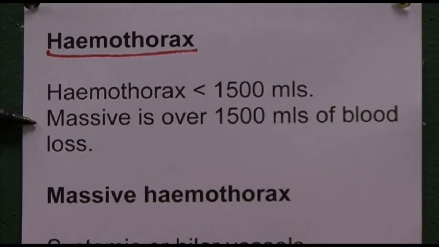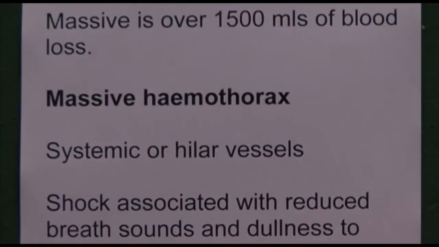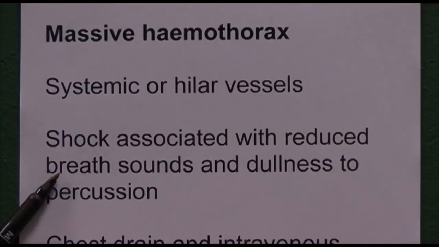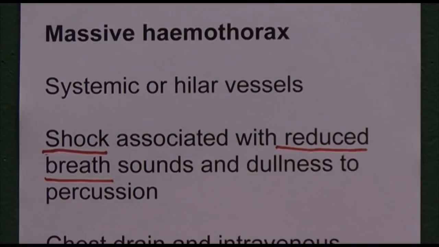Hemostasis can normally be established physiologically without surgical intervention. But a massive hemothorax is over 1500 mils of blood lost, or a third of the patient's blood volume. That would be a massive hemothorax. And this is usually damage to systemic or hilar vessels, the vessels going in and out of the lung hilum. There'll be shock associated with reduced breath sounds. So the patient's going to be shocked because they're bleeding. There's going to be reduced breath sounds because the area that was occupied by lung is now occupied by hemothorax.